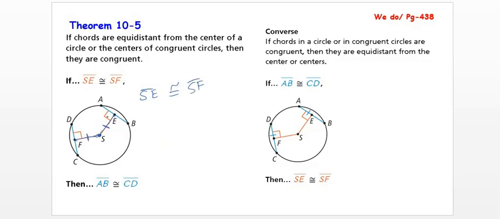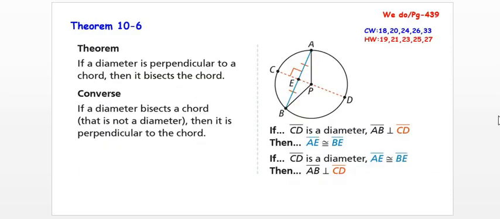So what will happen? It is taking us to the chord AB. The length of the chord AB will be equal to the chord CD. The distance from the center to the first chord, and the distance to the other chord, these two distances will also be congruent. Clear? So here is the next theorem, 10.6.